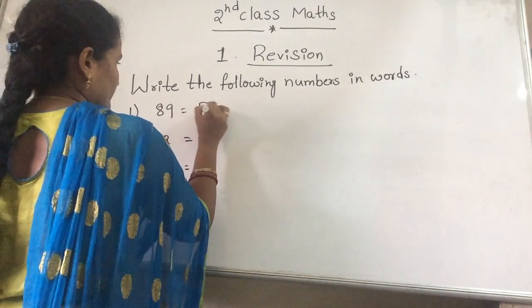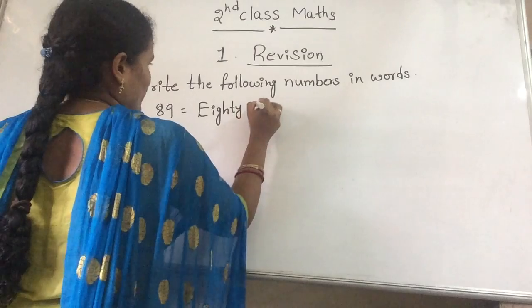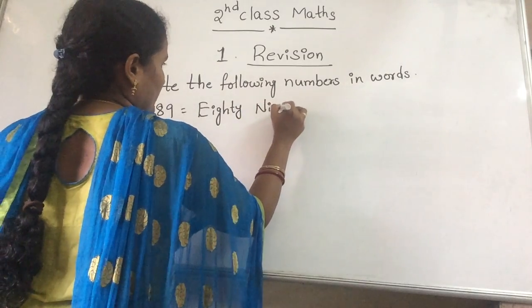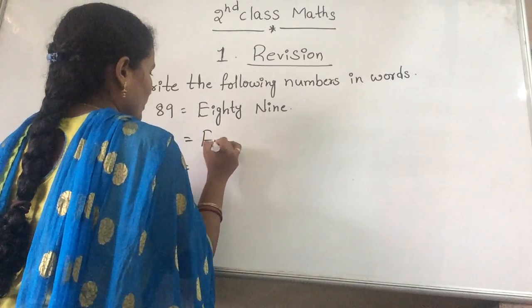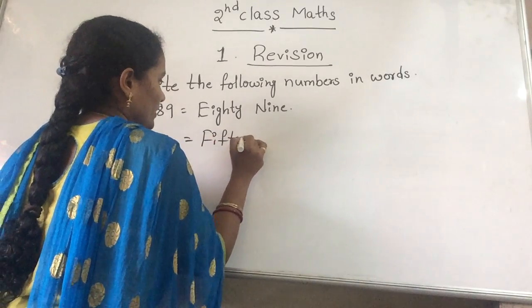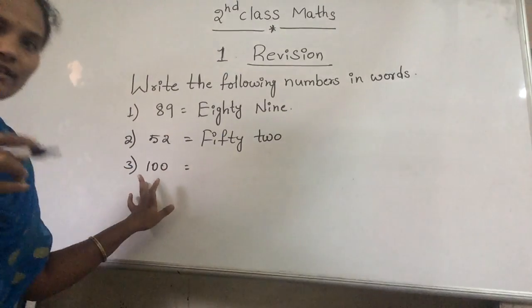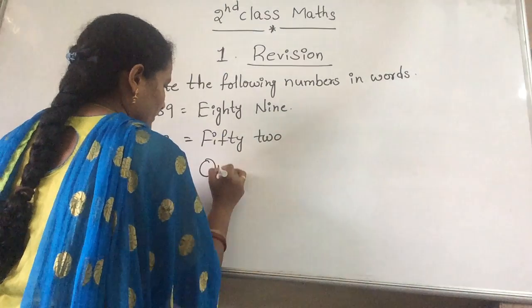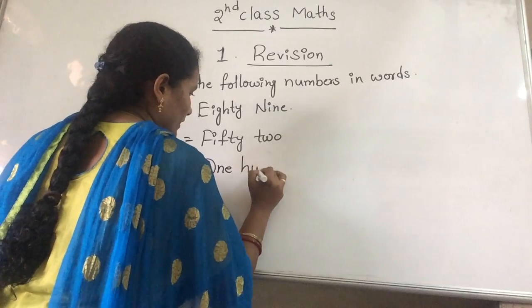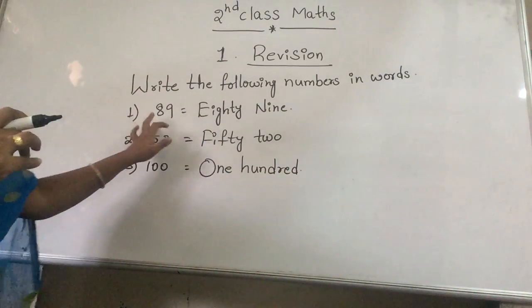89. Now next one, 52. Write down here 52 in words. Next, 100. Don't write 100, you write it in words.